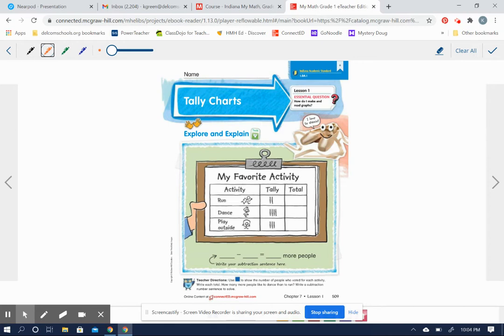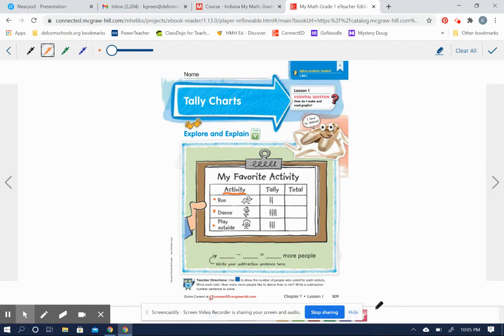You can see this graph says "My Favorite Activity." They have three activities listed over here on the side. This word says activity right here: running, dancing, and playing outside. And then there's a column where they have recorded some tally marks. They surveyed some people and asked them, what is your favorite activity? And then they would tell them and write a tally mark here.